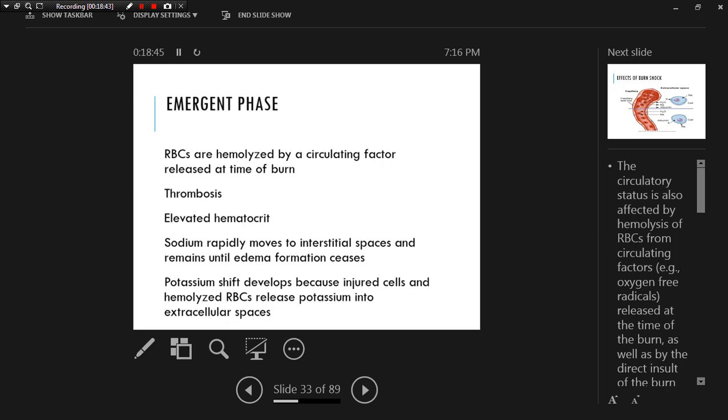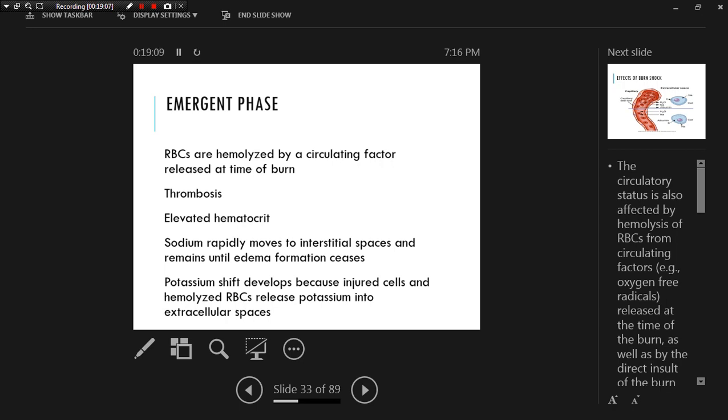actually going to see during the time of burns that the RBCs are going to be hemolyzed, okay, at the time of the injury. So even though when we check a blood sample during this time, our RBCs are going to be elevated, we're going to have hemoconcentration. Once fluid status stabilizes and the fluid moves back into the vascular space, we're going to see an anemia.